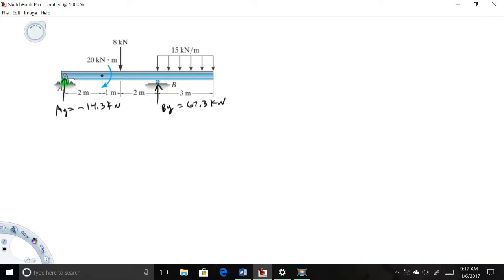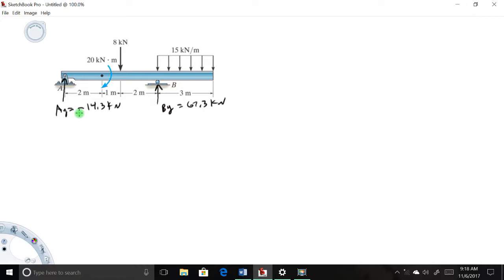So in this particular problem, I went ahead already and found these reactions to keep this video a bit on the shorter side. Now, in my original free body, I had AY up, and it came out to be negative 14.3 kilonewtons. I'm going to go ahead and just leave this the way I had it with the force up, and just take note that the actual reaction there is the other direction.